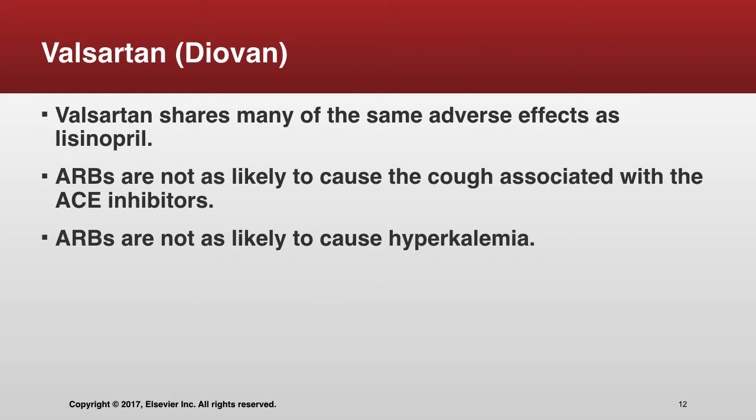Valsartan shares many of the same adverse effects as lisinopril. ARBs are not as likely to cause the cough that's associated with the ACE inhibitors, and they're not as likely to cause hyperkalemia. So often these are things that you may want to give if somebody is more prone towards hyperkalemia.